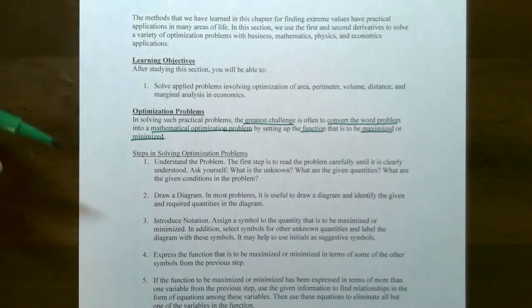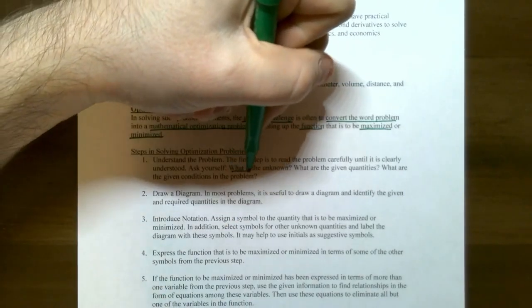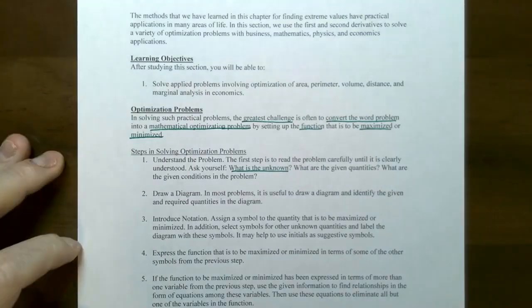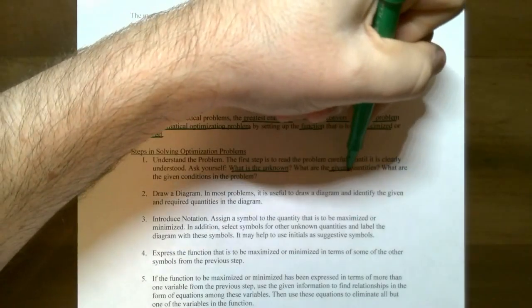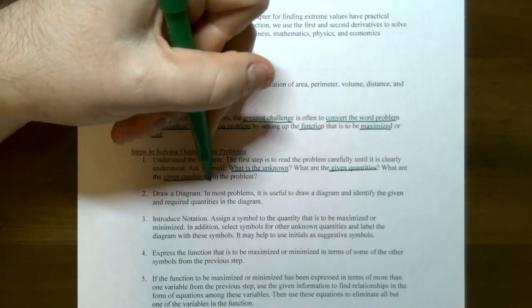So we're going to go through these 6 steps on how to solve optimization problems. The first step is always to read the problem carefully and always ask yourself, what is unknown in the problem? What are the given quantities in the problem? And then, are there any given conditions in the problem?